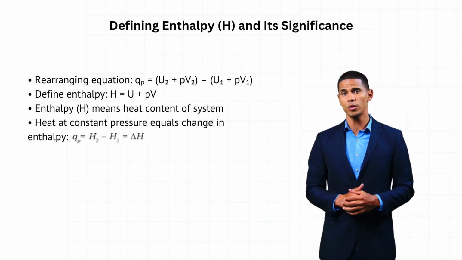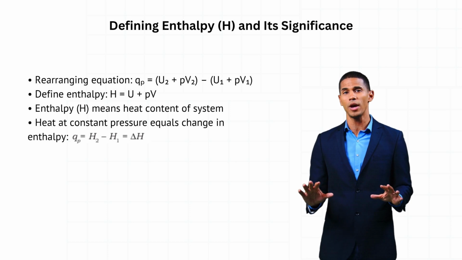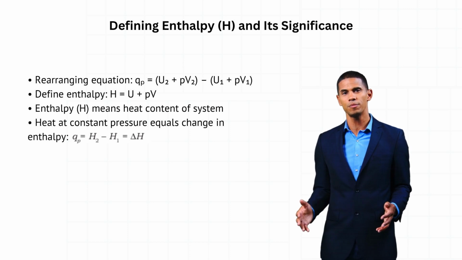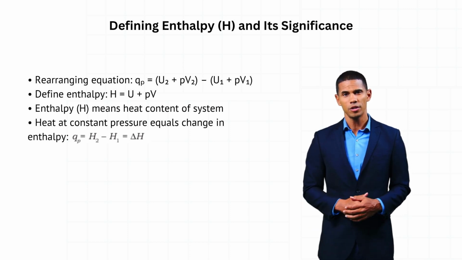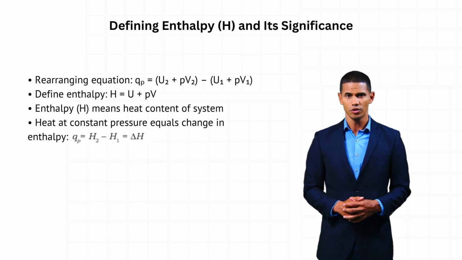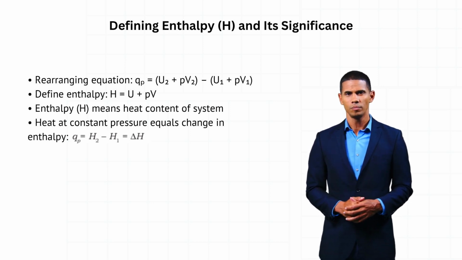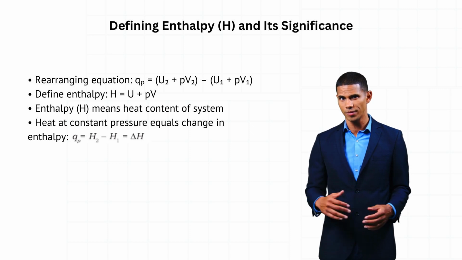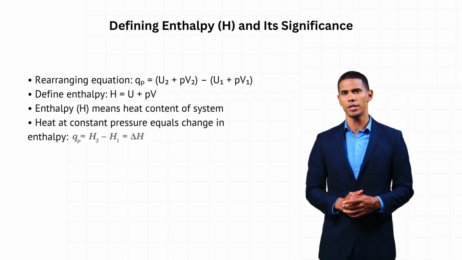By rearranging the earlier equation, we express the heat at constant pressure, Q subscript P, as the difference between the sum of internal energy and pressure-volume product at two states, initial one and final two. To make calculations easier, scientists defined a new function called enthalpy, denoted by H, which equals internal energy U plus pressure P times volume V, or simply H equals U plus PV. Derived from a Greek word meaning to warm, enthalpy conceptually represents the heat content of the system.